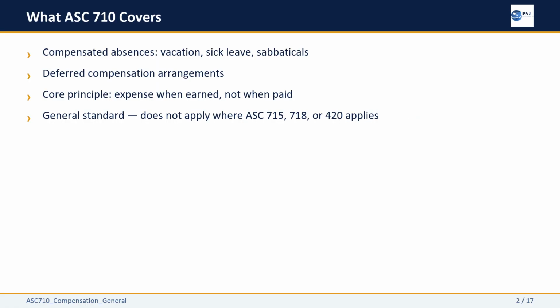ASC 710 is the general compensation standard that fills the gaps left by more specific standards. It covers 2 areas: compensated absences and deferred compensation. The core principle is matching. Expense the compensation in the period the employee earns it, not when cash goes out. Know the landscape. Pensions use ASC 715. Stock compensation uses ASC 718, and restructuring terminations use ASC 420.